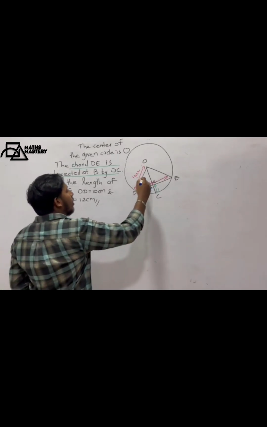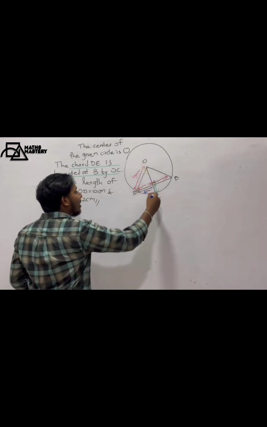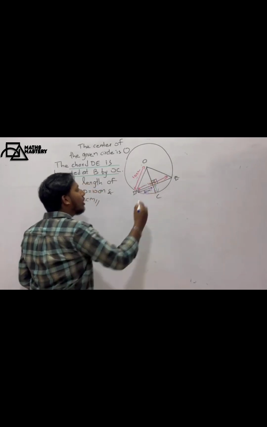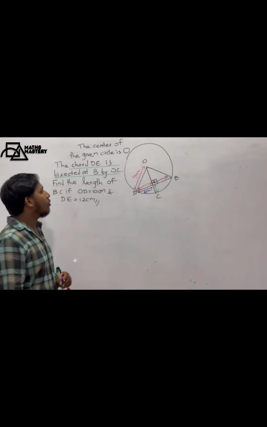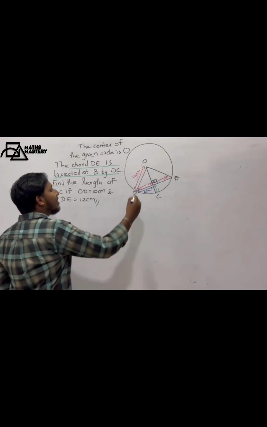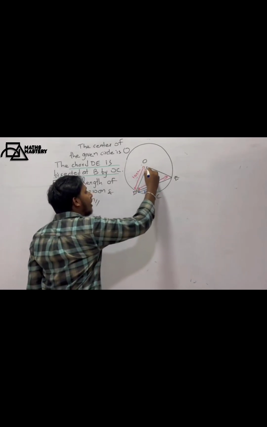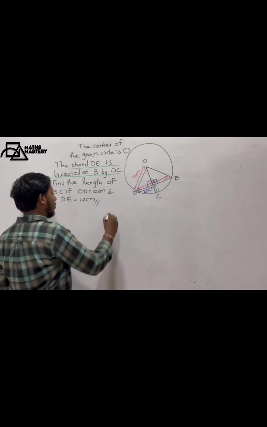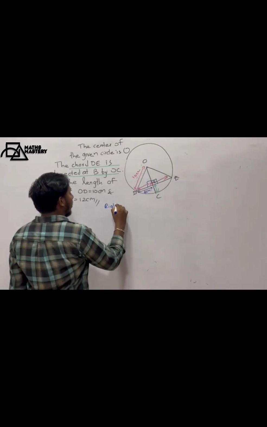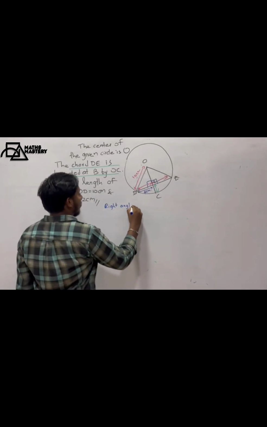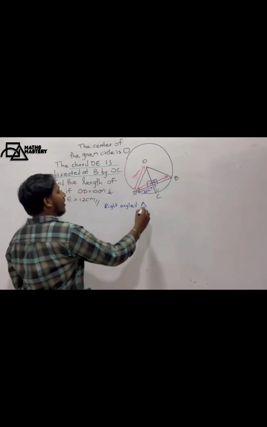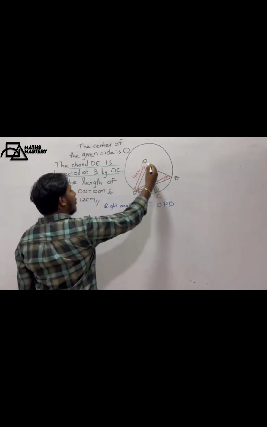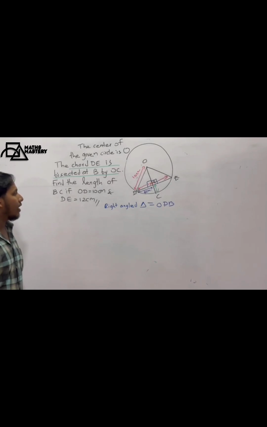Now, students, if this is bisected, there is a theory that this is perpendicular. Okay. Since this is perpendicular, students, what is this triangle? This triangle is a right angle triangle. What is this right angle triangle? The triangle ODB. Triangle ODB is the right angle triangle.